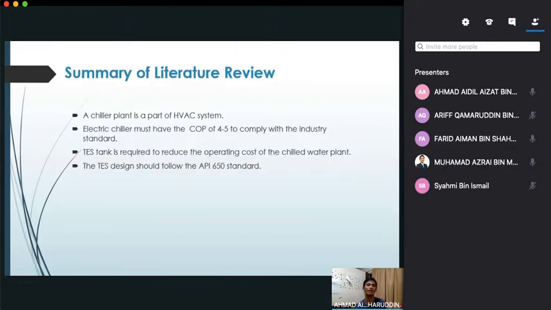Okay, the summary of the literature review is, the chiller plant is a part of the hybrid system. The electric chiller must have a COP of 4 to 5 to comply with the industrial standard. The TES tank is required to reduce the operating cost of the chill water plant. The TES design should follow the API 650 standard. Okay, moving on to another presentation.